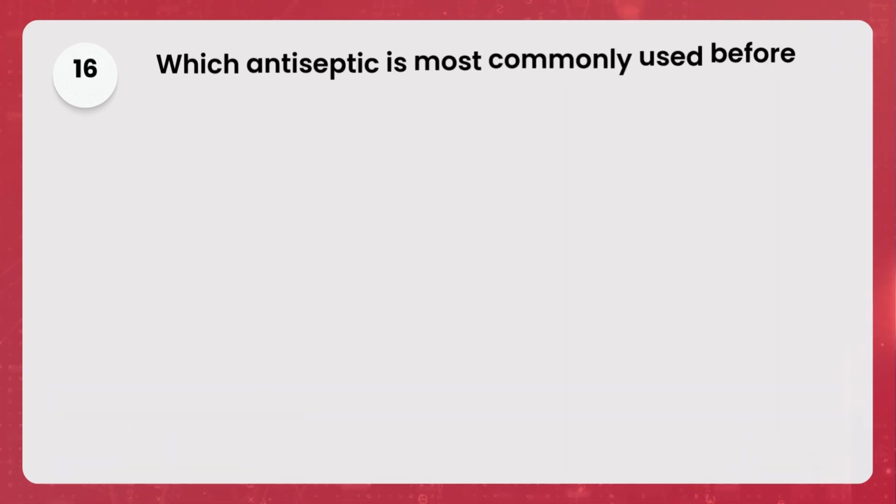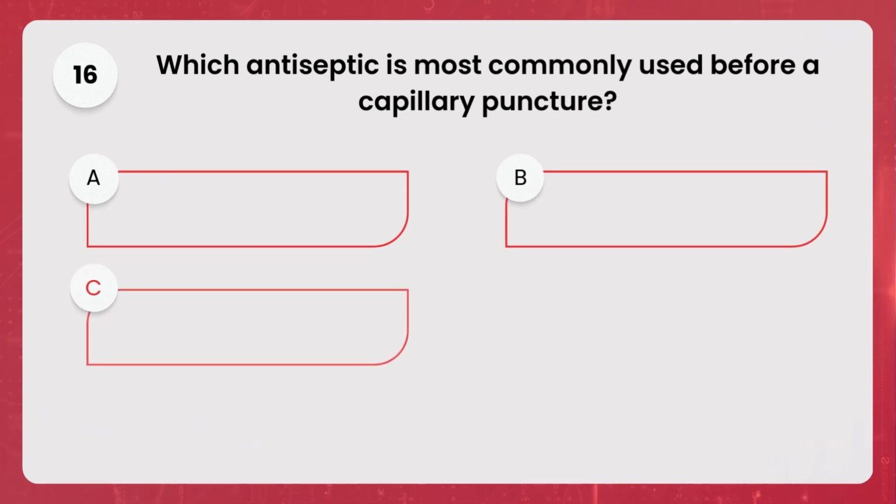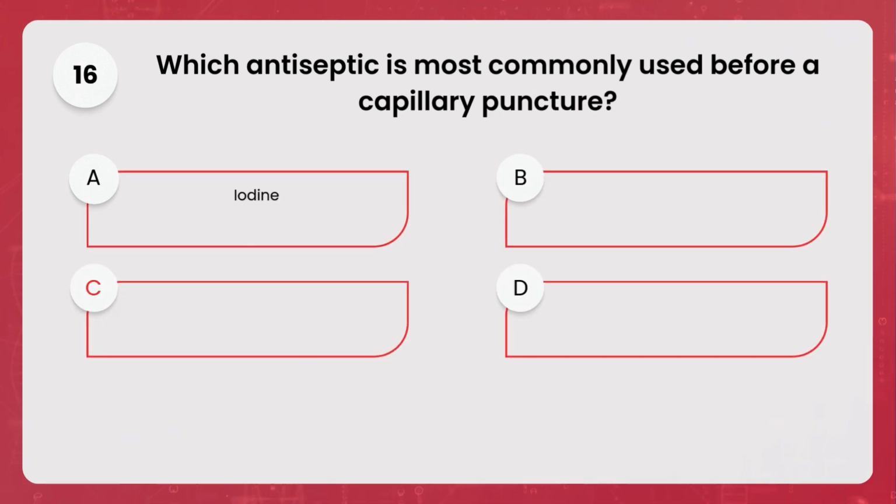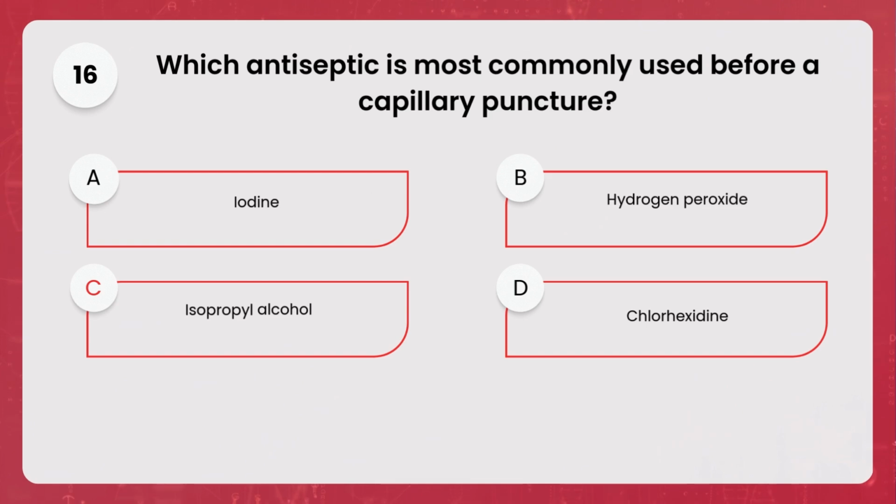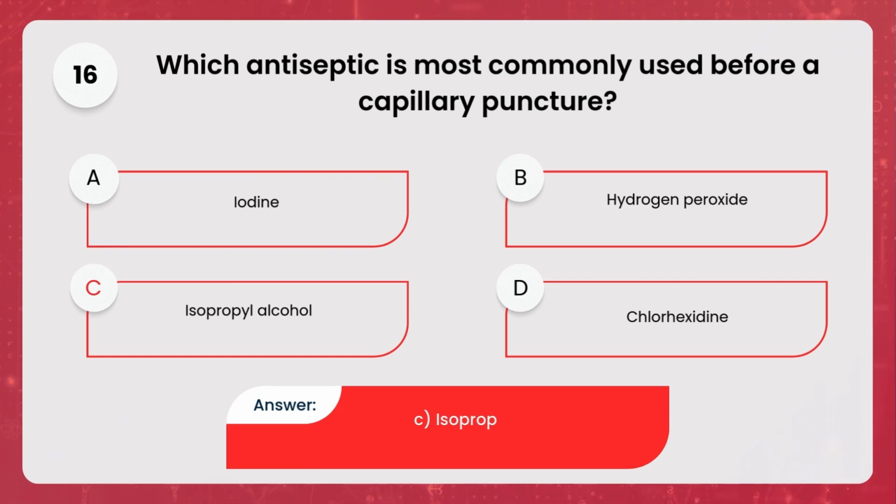Number 16. Which antiseptic is most commonly used before a capillary puncture? A, iodine, B, hydrogen peroxide, C, isopropyl alcohol, or D, chlorhexidine? The answer is C, isopropyl alcohol.